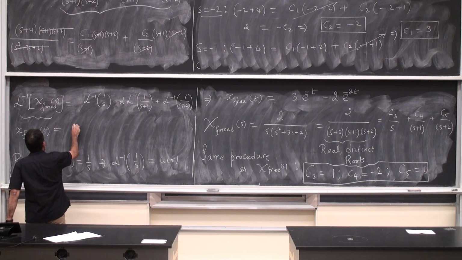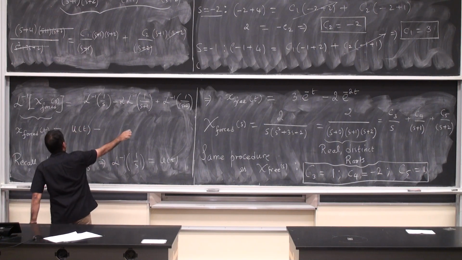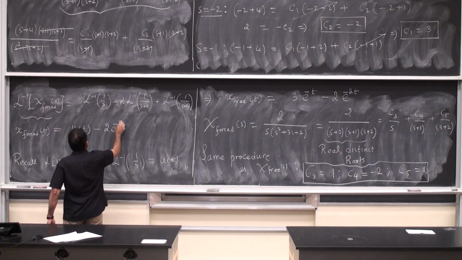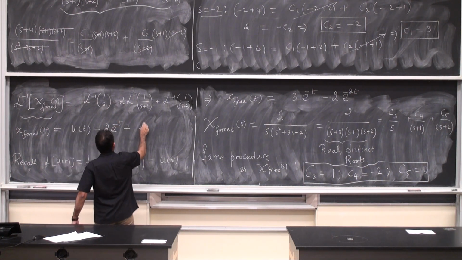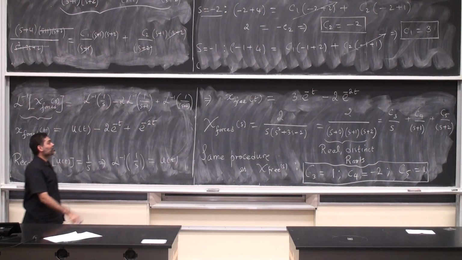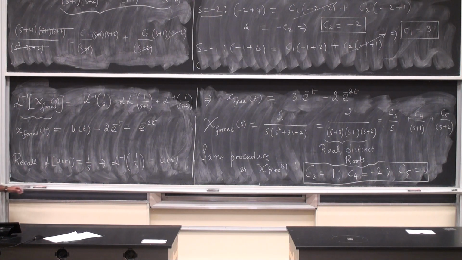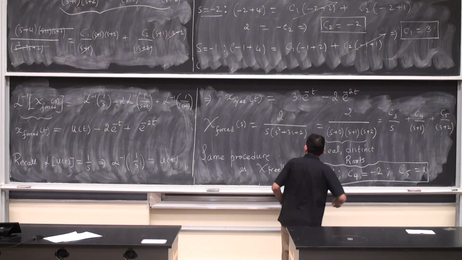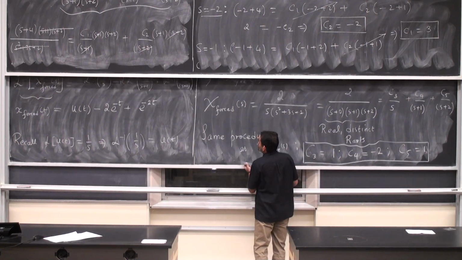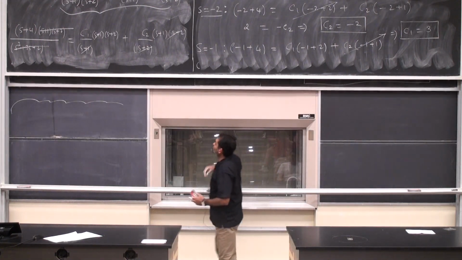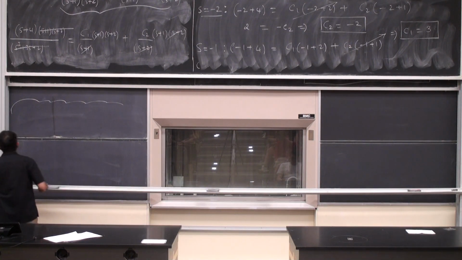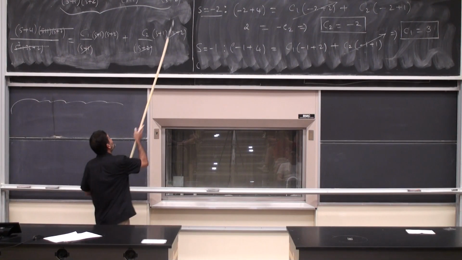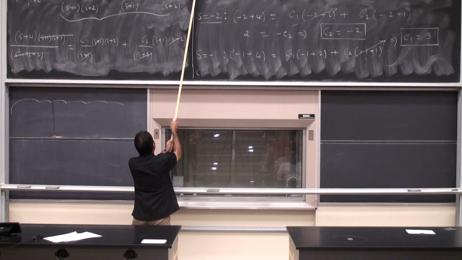So this is u of t minus 2 times e to the power minus t, e to the power minus 2t. Okay, so this is the net response, and I'm going to write the total system response in the next panel. I'll bring the board down so you can see the previous one.